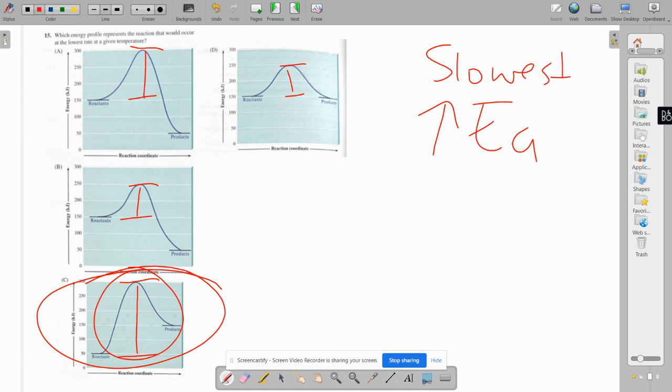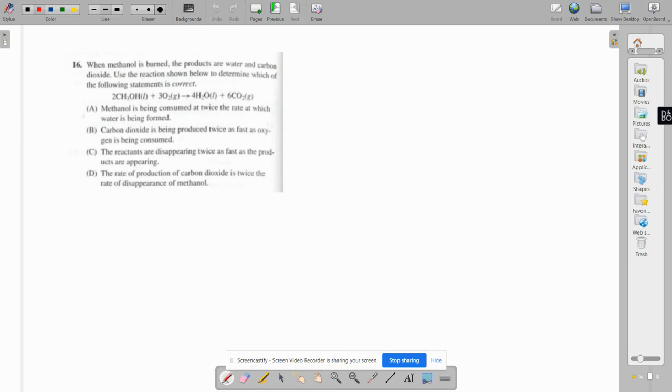Ooh, I love that one. That's a pretty easy one. And finally, the last one looks like a basic question just about how to do kinetic stoichiometry. It says, if you have this reaction, how do the rates of formation and disappearance compare? Okay, so the correct answer is actually B.